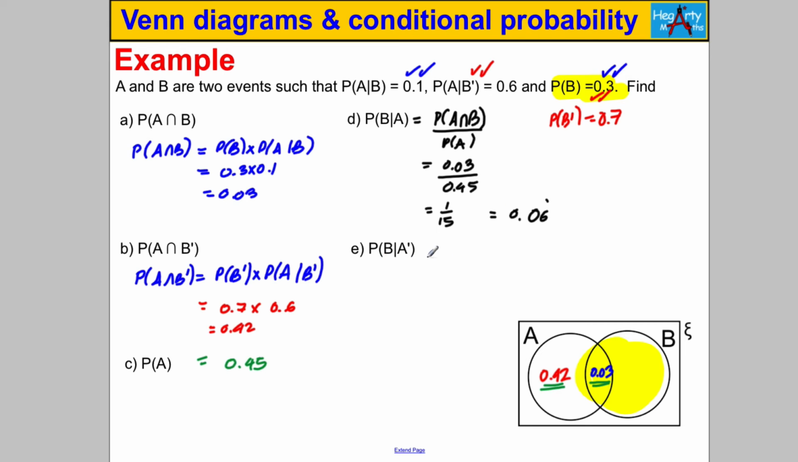Last one, again let's just use the formula: the probability of not A intersecting with B divided by the probability of not A. Well, currently we don't have the information for the probability of not A intersect B, but we could work it out. We know for sure the probability of B is 0.3. We know that this little portion is 0.03, so if we do 0.3 subtract 0.03, this gives us that this region here must be 0.27. So this would be 0.27 divided by the probability of not A.